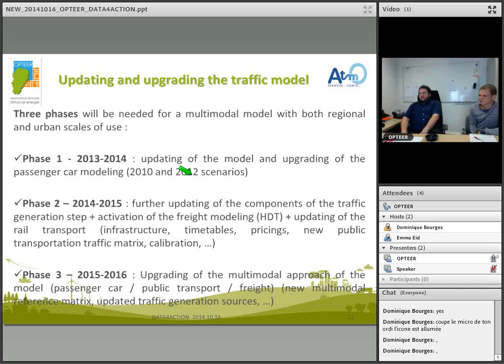And the last part, which is upgrading the multimodal approach, more deeply into the model. So far, I told you the passenger car is fully operational. The freight model should be investigated and probably operational next year. The public transport part is only rail transport, but we want to include also coach and buses and have a more accurate description of this part. So that will need a lot of work in the reference matrix, and we will explain the consequences.